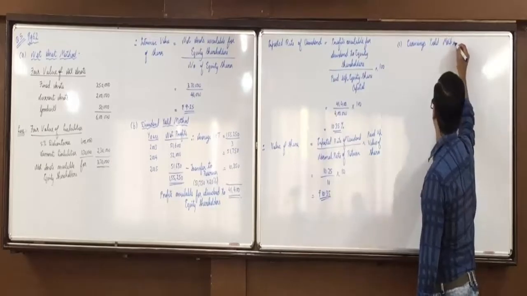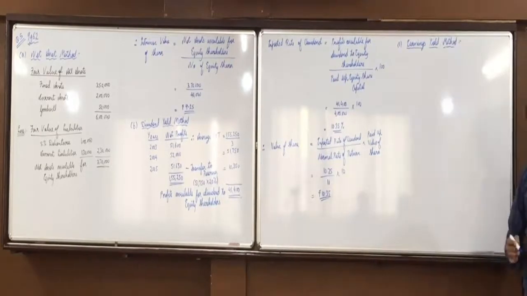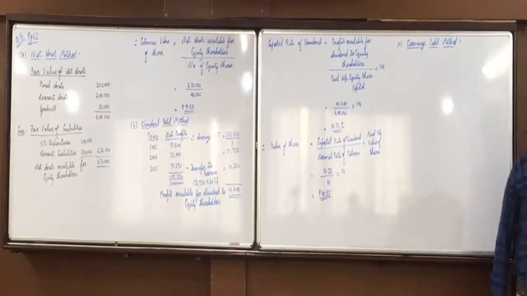Now the third option is the earnings yield method. This is the new one we have to understand. Others we practiced until yesterday. Anyone still writing up till here, raise your hand. Completed everyone? Now, earnings yield method.